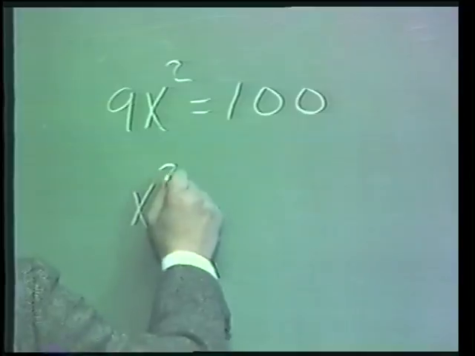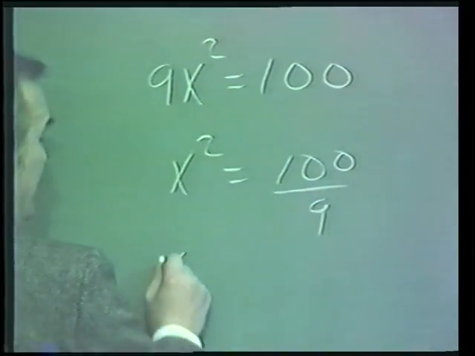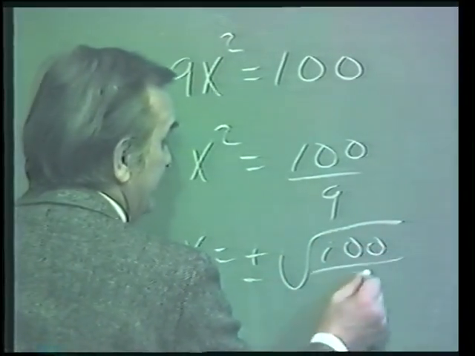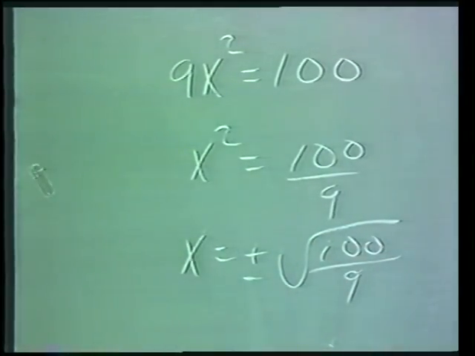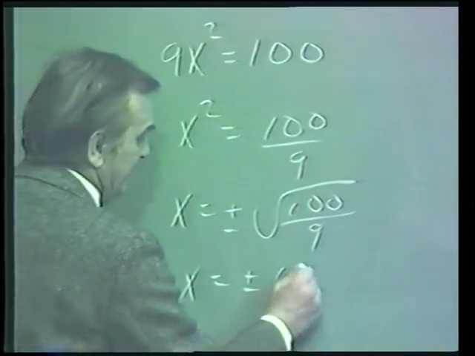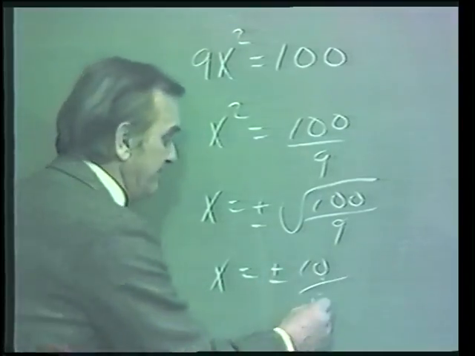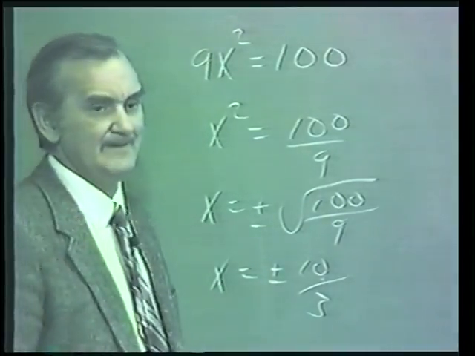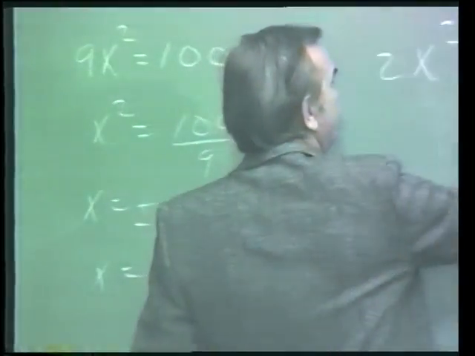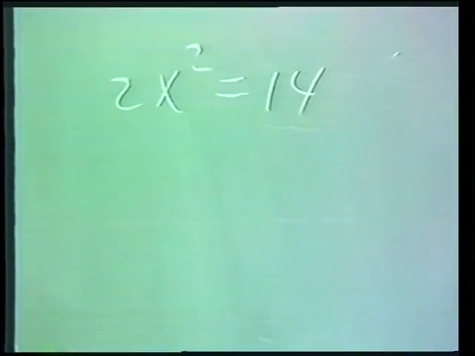You see, we have x squared is equal to 100 over 9. Therefore, x would equal plus or minus the square root of 100 over 9. Take the square root of the numerator, that's 10 over. Don't forget to take the square root of the denominator, Tim. 3. Okay? Two x squared equal 14.